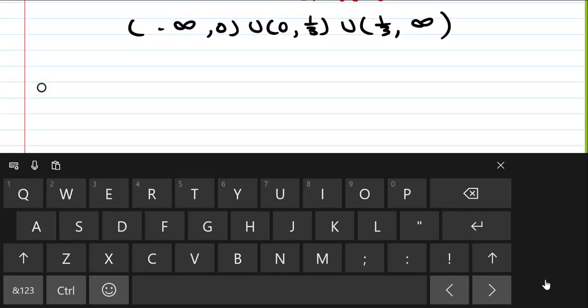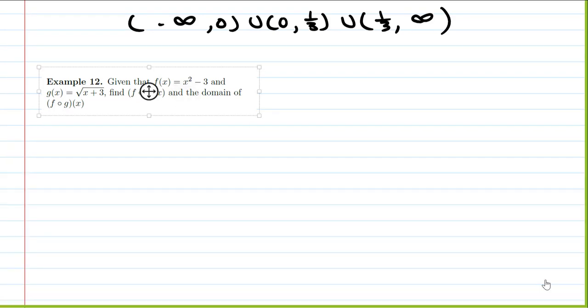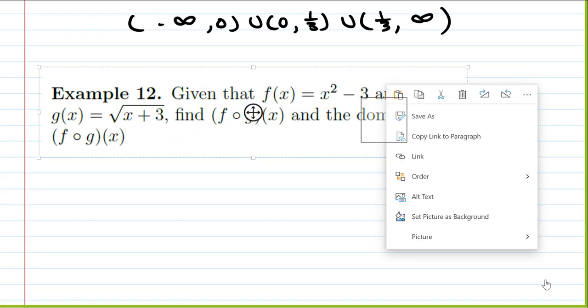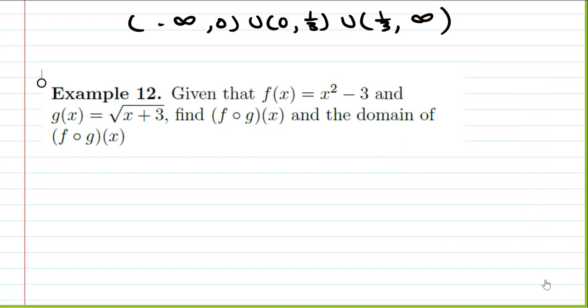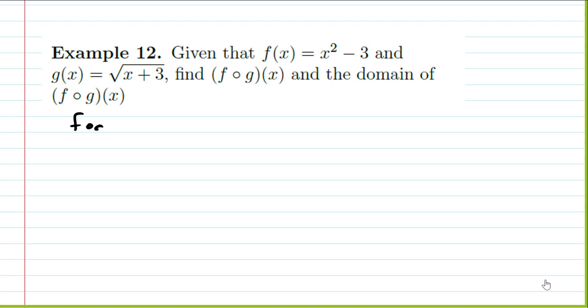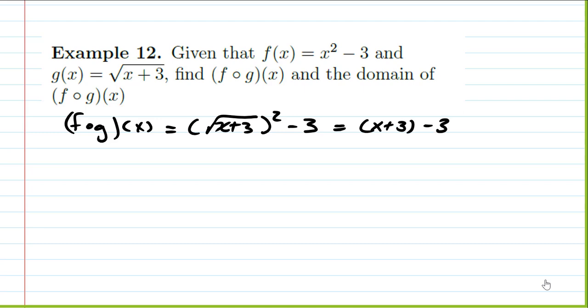Let's take a look at our next one. Given that f of x equals x squared minus 3 and g of x is equal to the square root of x plus 3, find f circle g of x and find the domain. All right, so we start off the same way as before. f circle g means we're putting g into f, and that gives us the square root of x plus 3, squared, minus 3. So the square root of x plus 3 squared is x plus 3, minus 3, and we get x. So looking at this, what might you guess the domain is?